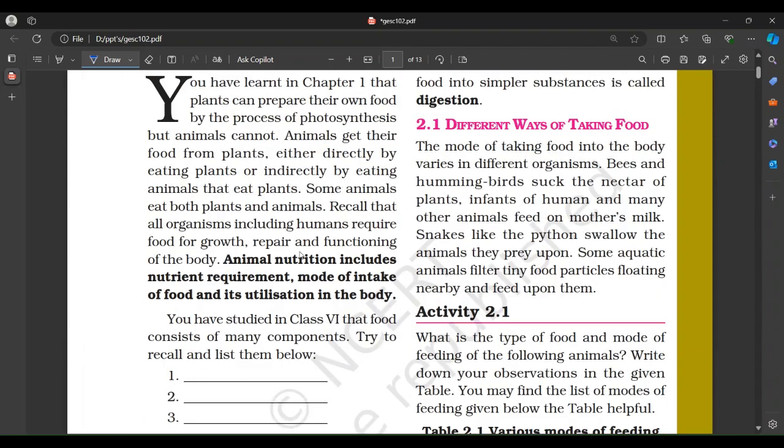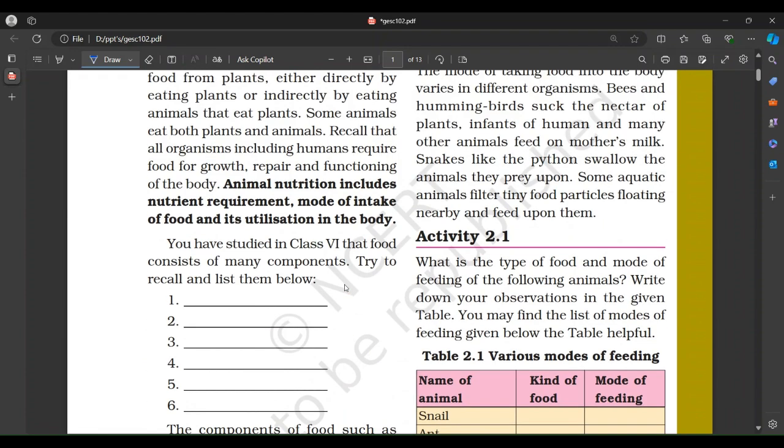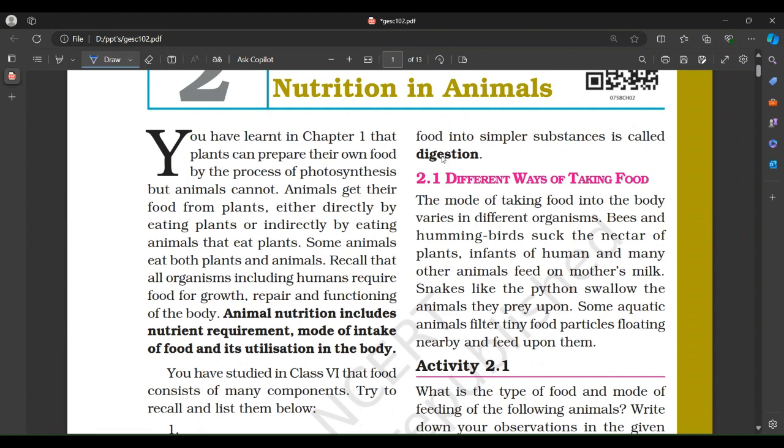Here is the definition, so you can underline this. The breakdown of complex components of food into simple substances is called digestion. This will come in your exam.